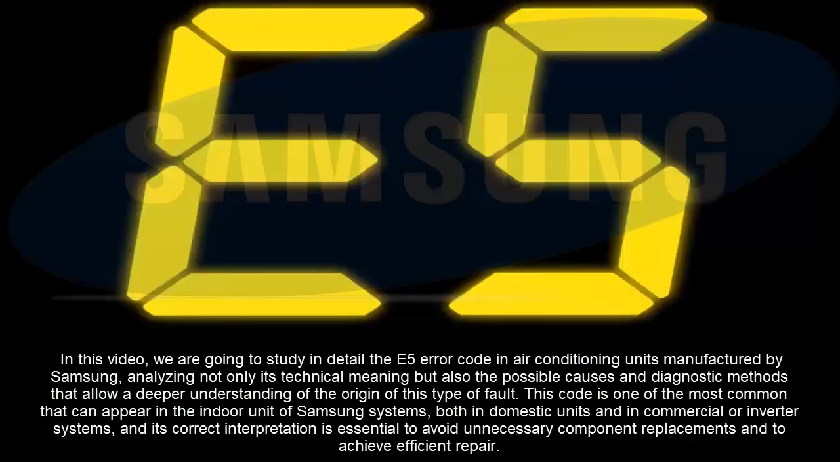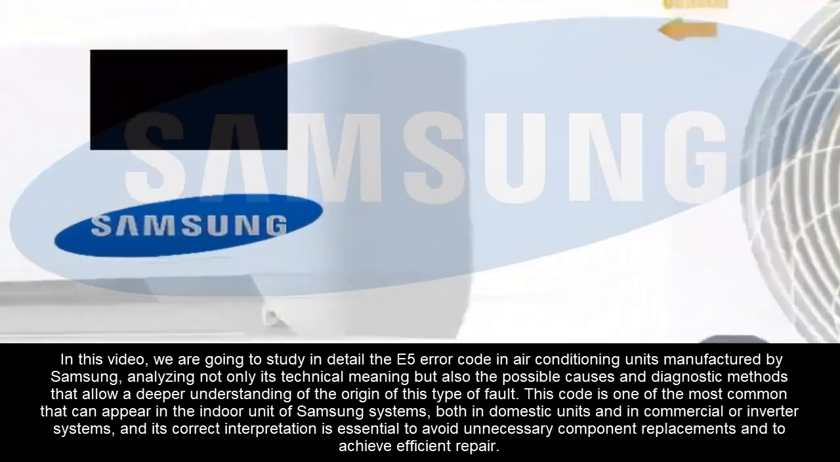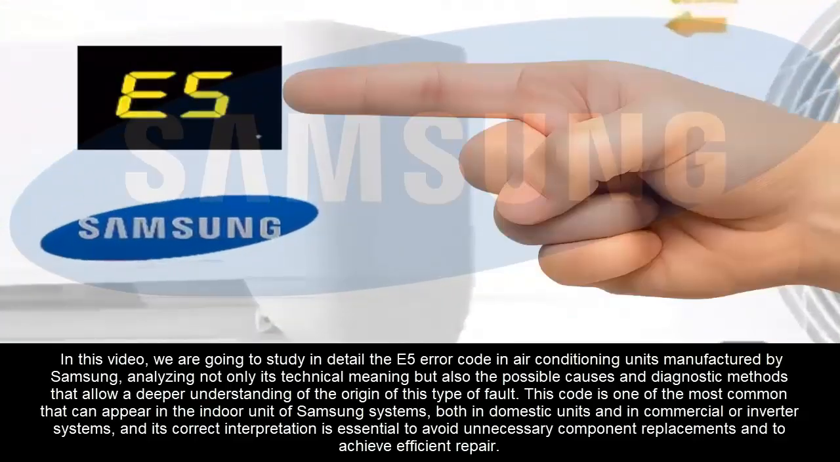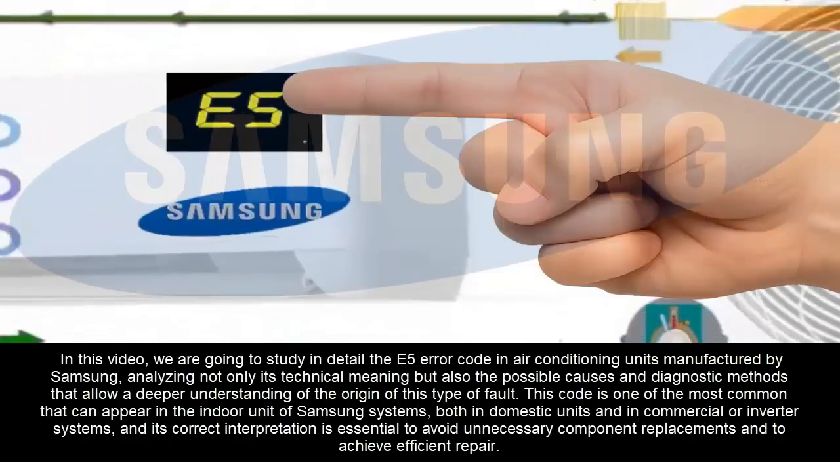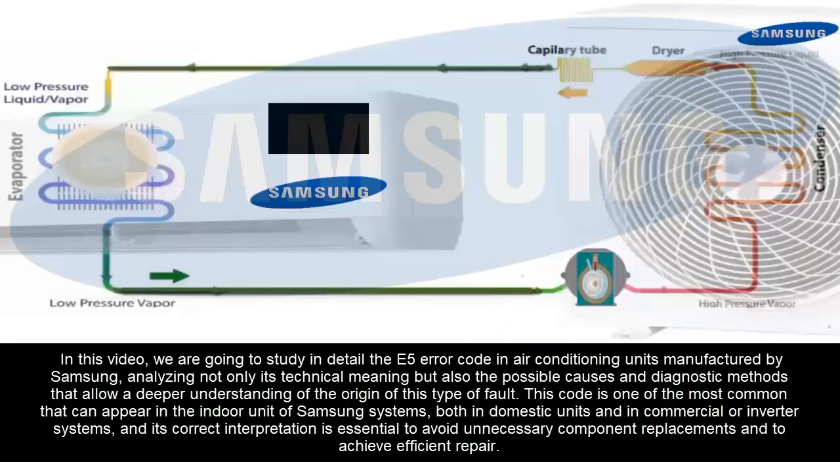In this video, we are going to study in detail the E5 error code in air conditioning units manufactured by Samsung, analyzing not only its technical meaning, but also the possible causes and diagnostic methods that allow a deeper understanding of the origin of this type of fault.